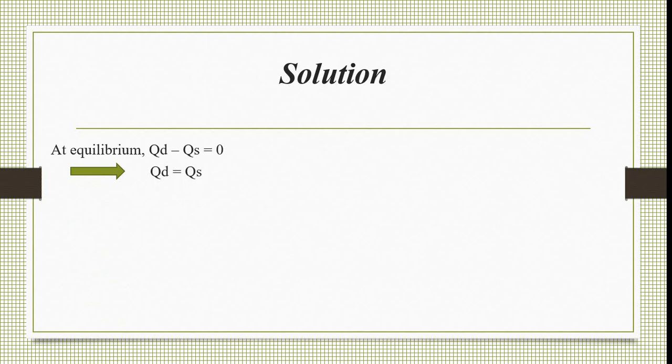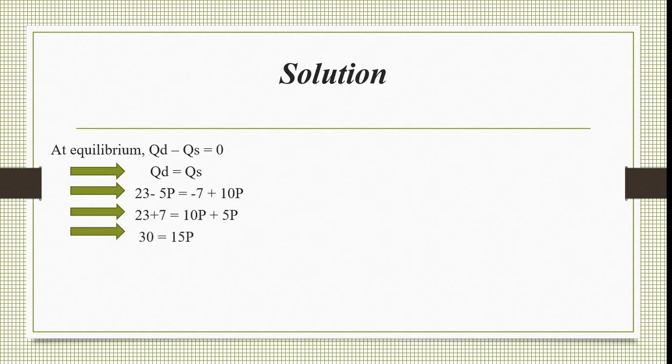That means that when you put the QS to the right hand side, you're going to have QD equals QS. So you are going to equate the two equations. 23 minus 5p demand, then negative 7 plus 10p supply. So you solve this equation. The 7 will come to this side, you're going to have 23 plus 7, and the negative 5p goes to the other side, you're going to have 15p. So in all, you're going to have 30 equals 15p. So p equals 2. So the equilibrium price is going to be 2.